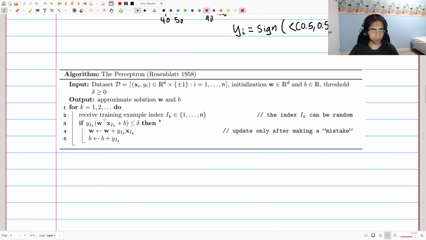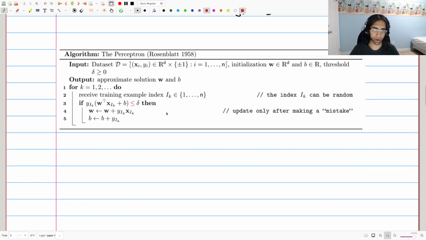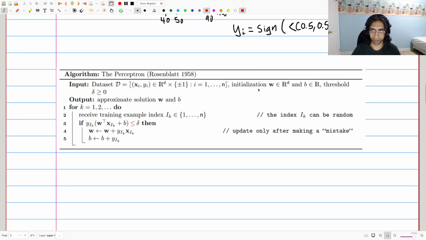Okay, so here is the perceptron algorithm. Let's walk through it. It's a very simple algorithm, perhaps one of the most classic machine learning algorithms, like I mentioned. We imagine that there's some data set of (xi, yi) pairs, as we said. There's going to be an initialization that we have to specify, which consists of a weight vector w in R^d, a bias b, which is just a real number, as well as some threshold delta, which is greater than 0.